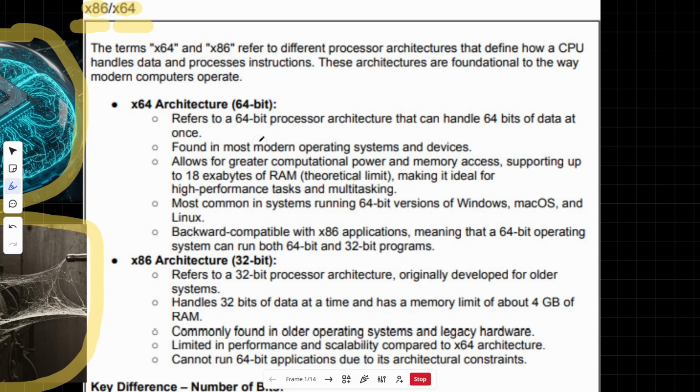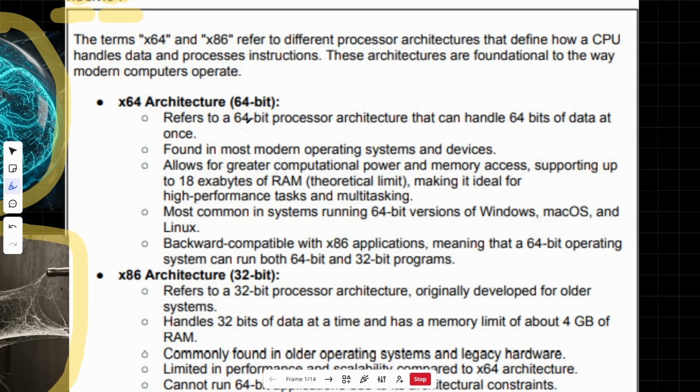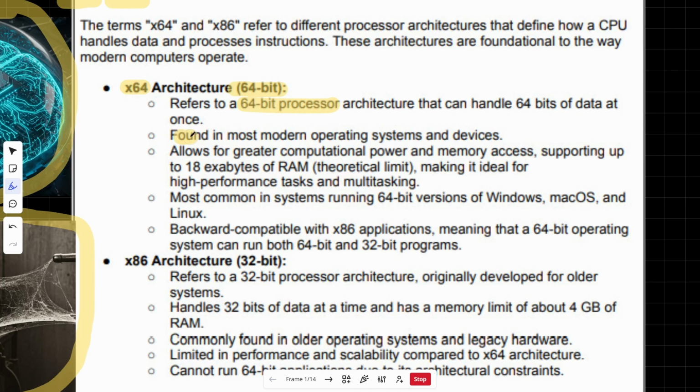Now, what do x86 and x64 mean? Long story short, it's referencing the bits. So x64 just means it's 64 bits, right? So there's more bits, there's more processing power there. So it's a 64-bit processor. This is the one that is found in most modern operating systems and devices. It basically allows for greater computational power. So it can do more, it can run more, etc.